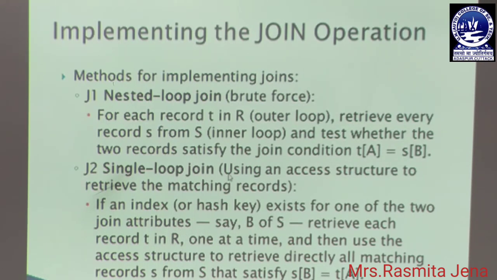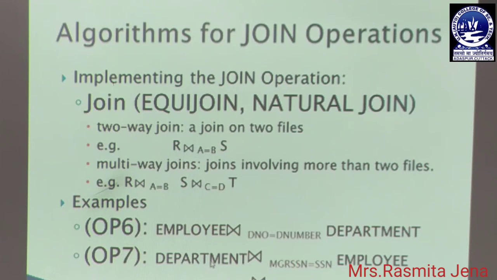You can see the example. Suppose this is S and this is R, that means department is S and employee is R. So, retrieve every record from the department table and compare the manager SSN value with the employee SSN number. Those tuples that satisfy this condition, that is manager SSN equals SSN, are retrieved from the department table as well as from the employee table.